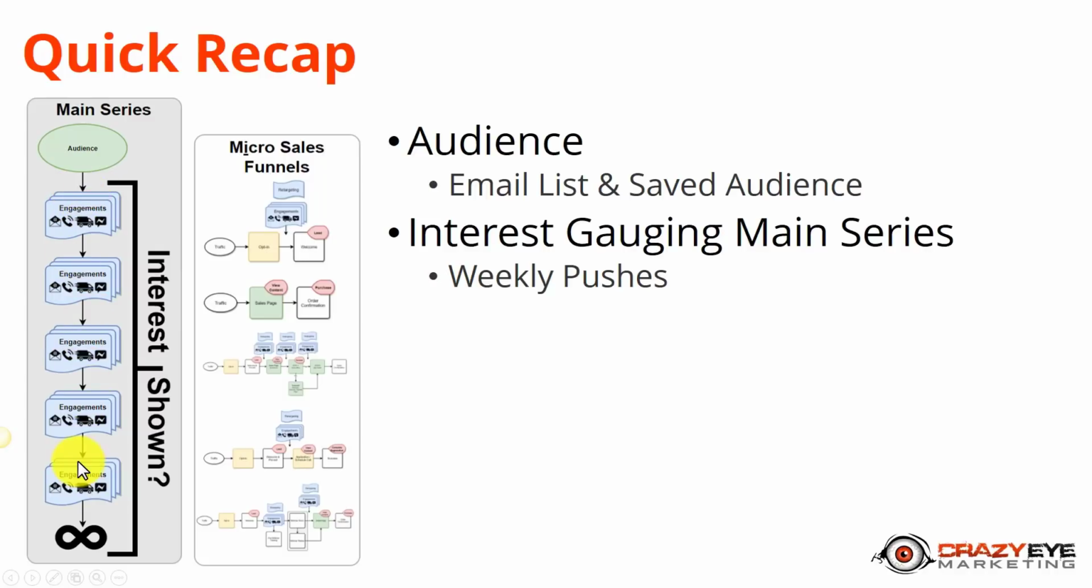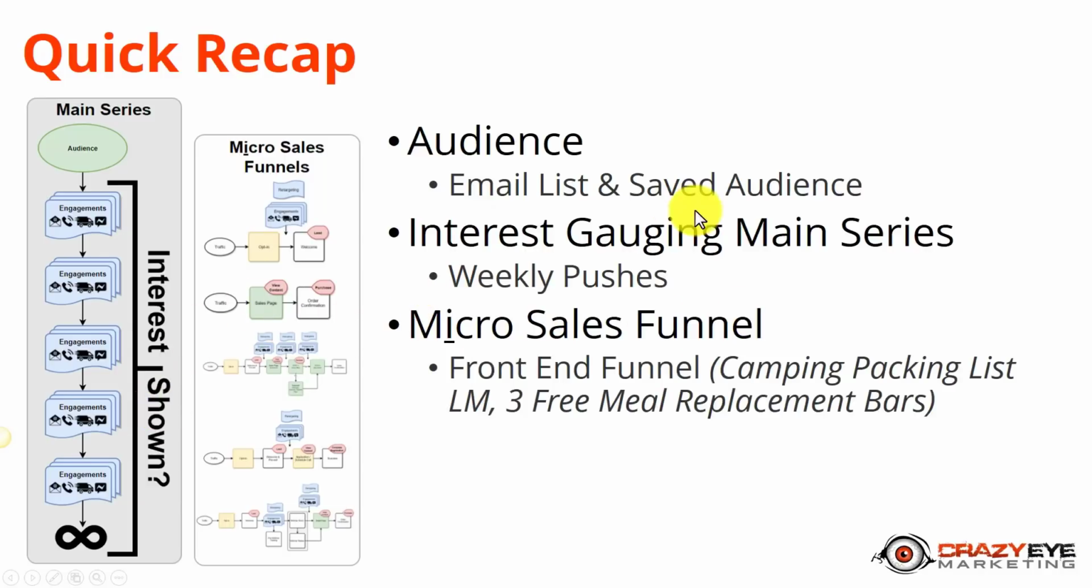And in doing that, we're able to come up with some content very easily. And then when somebody interacts with these engagements and shows interest in one of our products or services, we're placing them inside of a micro sales funnel. And we've gone ahead and discussed the front end funnel. In our particular case, we have a camping packing list lead magnet. And then we're offering the 3 free meal replacement bars. And then we have the 2 one-time offers and the downsell.